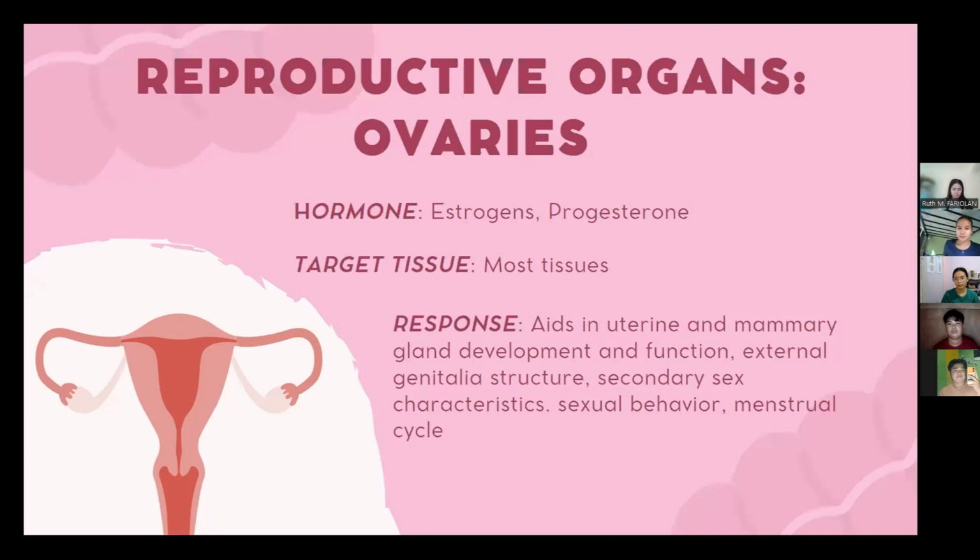Next, please. For our next reproductive organ, we have the ovaries. Its hormones are estrogens and progesterone. Its target tissue is also the most tissues. Its response aids in uterine and mammary gland development and function, external genitalia structure, secondary sex characteristics, sexual behavior, and menstrual cycle.